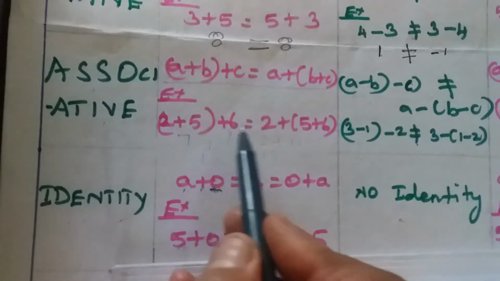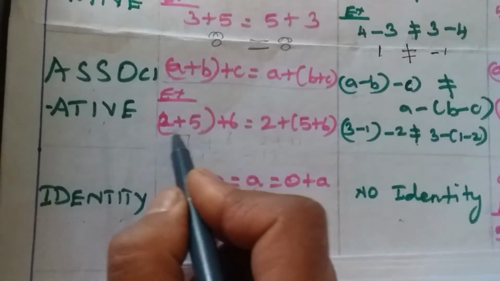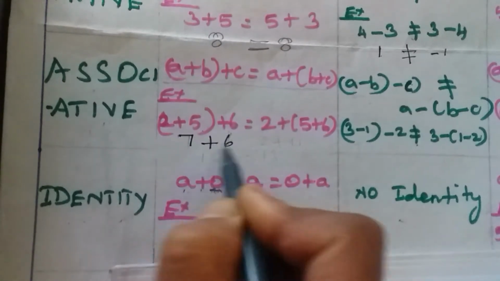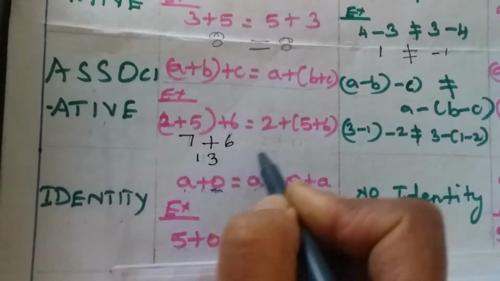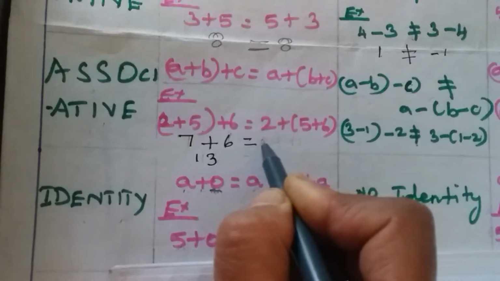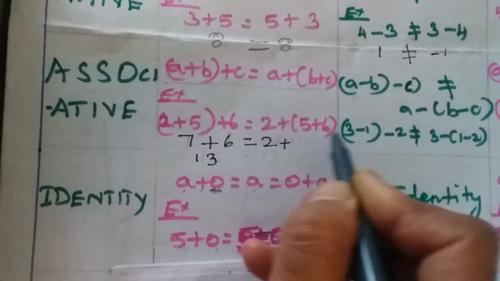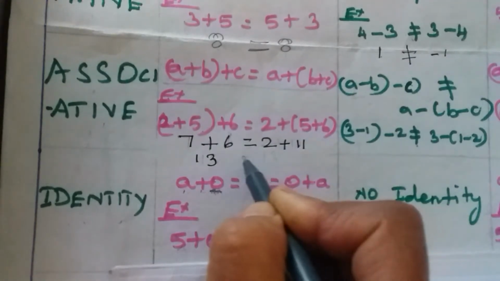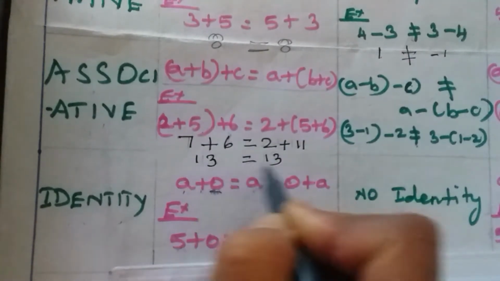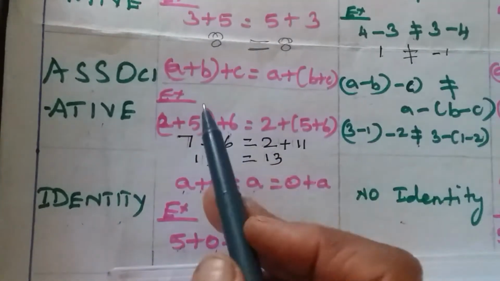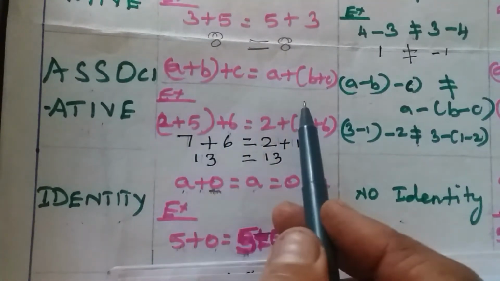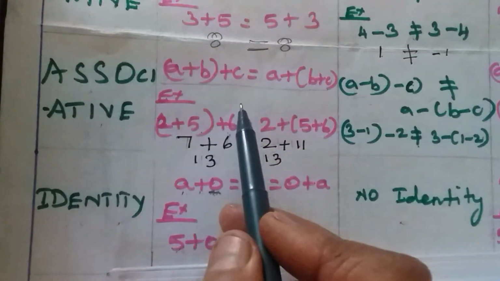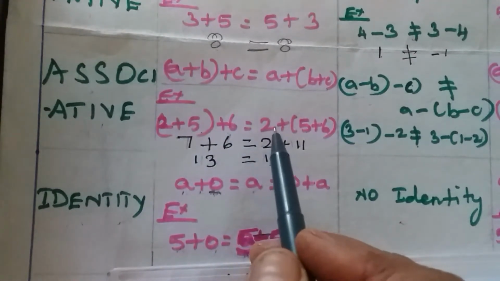2 plus 5 plus 6. Here 2 plus 5 we have to add first. What is 2 plus 5? 7, plus outside the bracket we have 6. Now 7 plus 6 is 13. Now we'll see the right hand side. Outside the bracket, 2 as it is. First we have to add 5 and 6 because they are inside the bracket. 5 plus 6 is 11. Now what is 11 plus 2? 13. Are both answers the same? Yes. So in addition, however you group the numbers, the answer will not change. So associative property is true for addition.